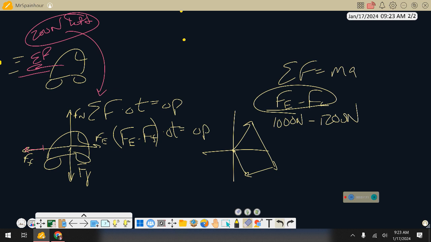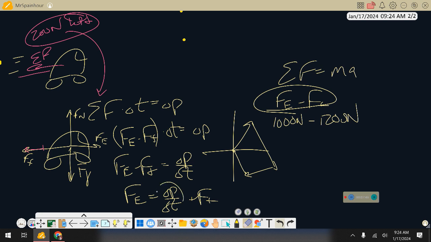And if you want to manipulate your variables in this particular case, I was trying to find force of engine, or in your particular case, force of jello. You would divide by time, and then add force of friction on both sides. And why does that work? Because here's what we're saying. The extra bit is a certain amount plus force of friction.